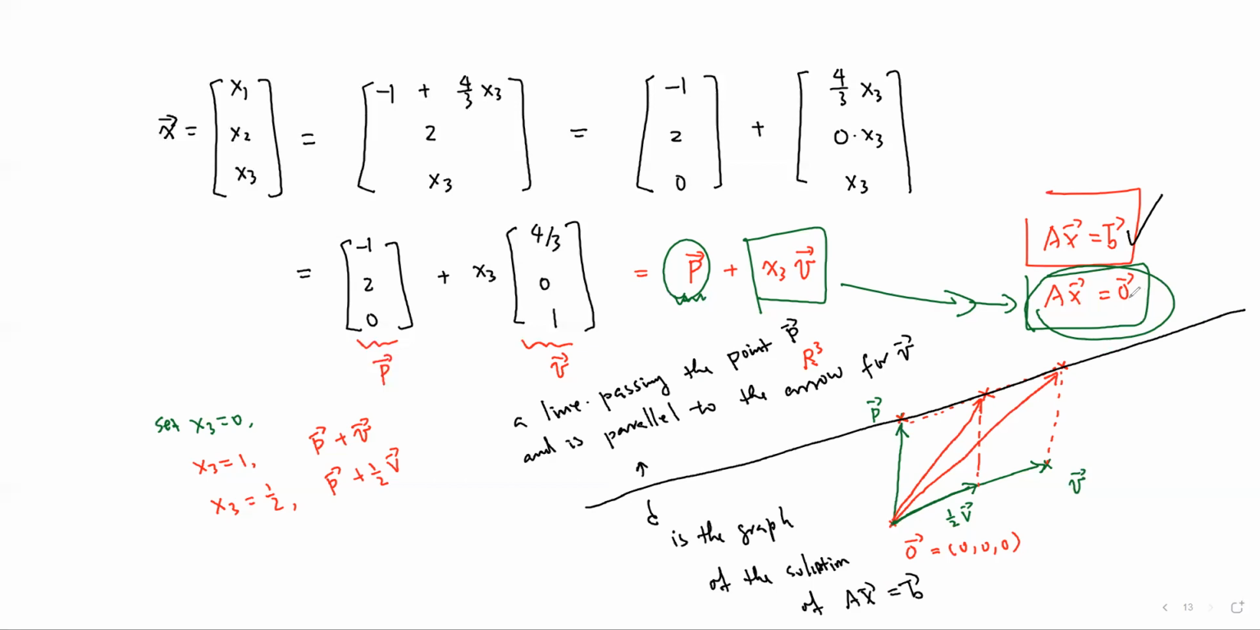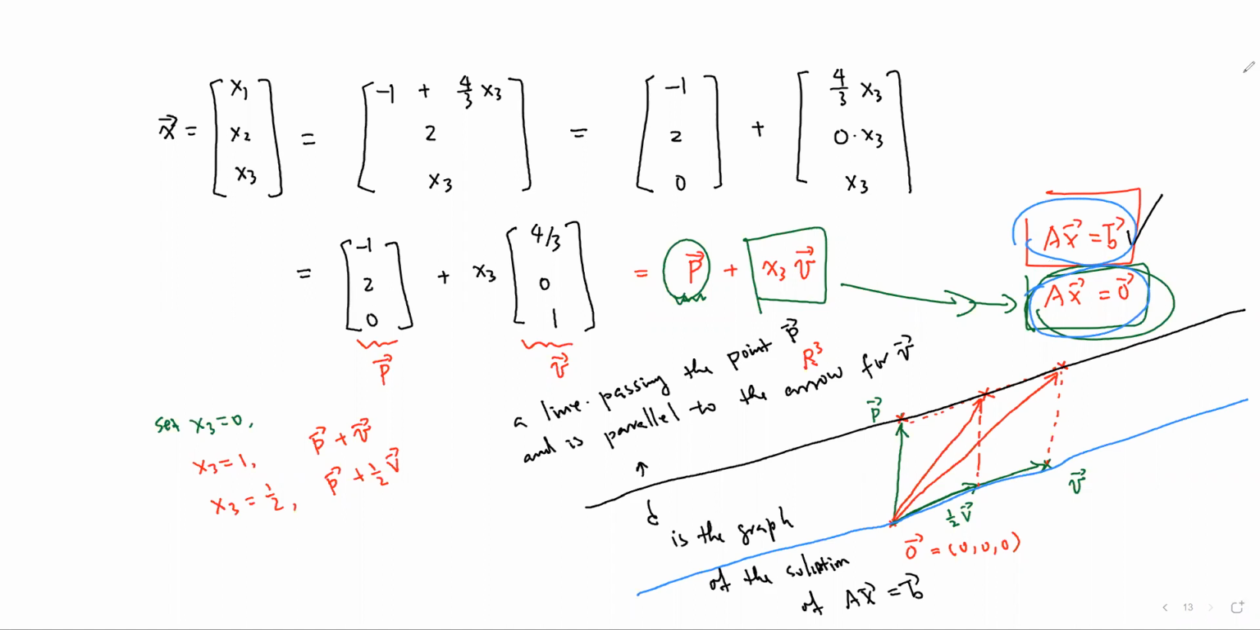How about the graph of the solution of the homogeneous linear system? The graph, which we recall from the previous example, is this line through the origin and parallel to vector V. So the graph of this linear system and the graph of this linear system are parallel.